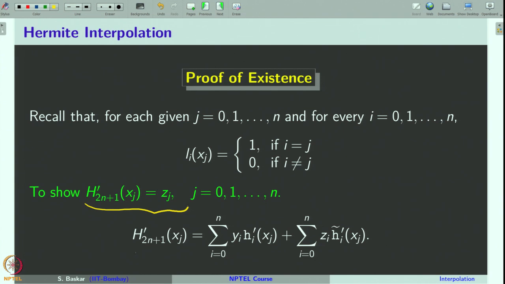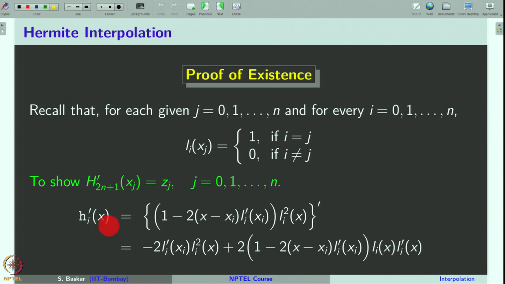For this, let us first differentiate the given expression of h with respect to x. To get this expression, let us first understand how h i dash and h i tilde dash are obtained. Well, just differentiate h i with respect to x, we get this expression. You can see that keeping this and differentiating this gives us the first term, and similarly, keeping this term and differentiating the second one gives us this term, right? Well, let us not disturb this part because this is not required in our proof. Therefore, we will not try to compute this.